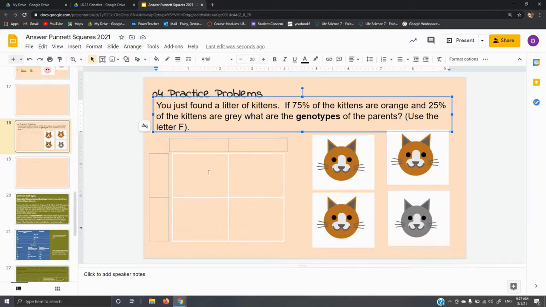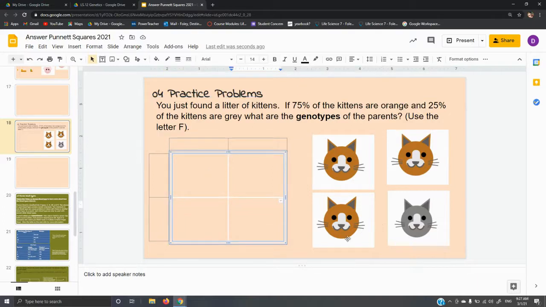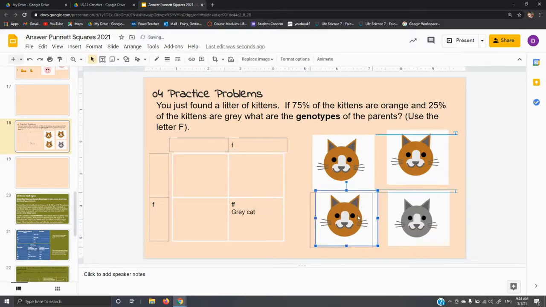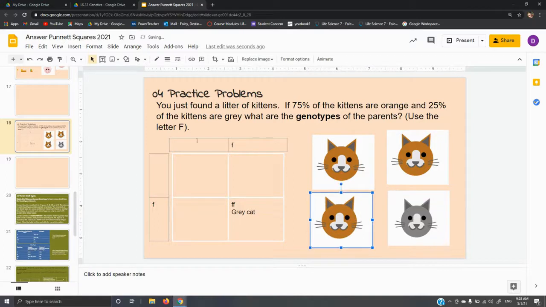We have 75% of them are orange and 25% are gray. So we are safe to assume that the lowercase is the gray one. So we're going to put lowercase f here. That means that both parents at least have to have a lowercase f, because that's going to represent our gray cat. Now we have 3 orange cats, so orange is going to be dominant.